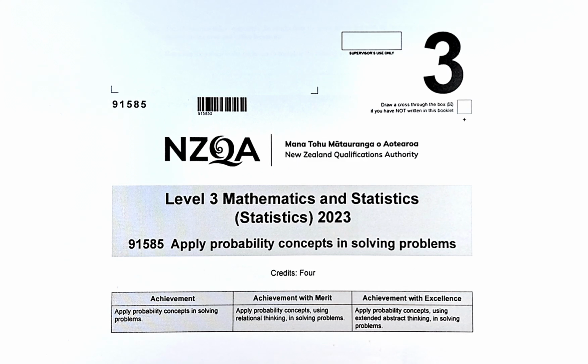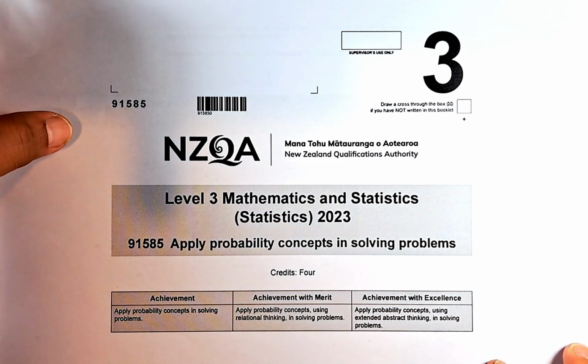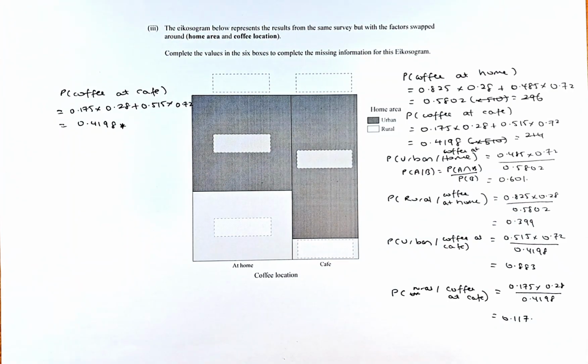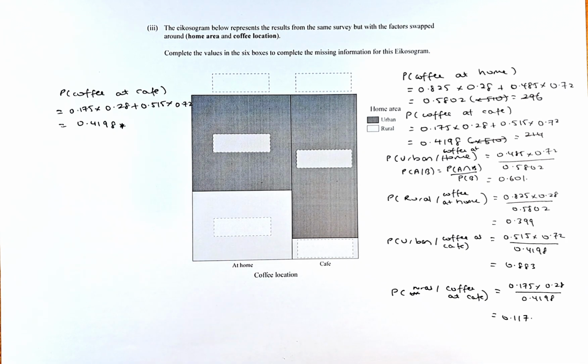This is an excellent question and I hope you can follow me through it to get excellent. This is a complicated question, so we should do it together. The question is: the eikosogram below represents the results from the same survey but with the factors swapped around, home area and coffee location.